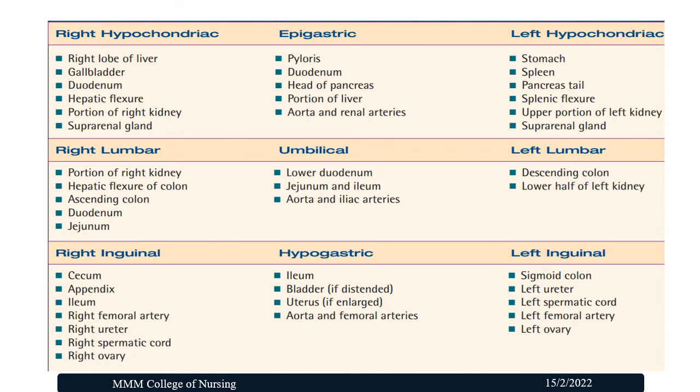In the left hypochondriac region, the stomach, spleen, the tail of the pancreas, splenic flexure, upper portion of left kidney, suprarenal gland. In left lumbar, descending colon and the lower half of left kidney. And finally, in the left inguinal region, the sigmoid colon, left ureter, the left spermatic cord in male, left femoral artery and the left ovary in female.